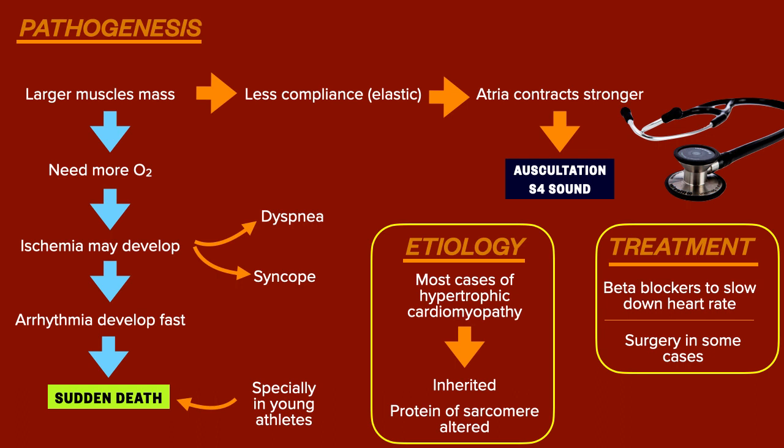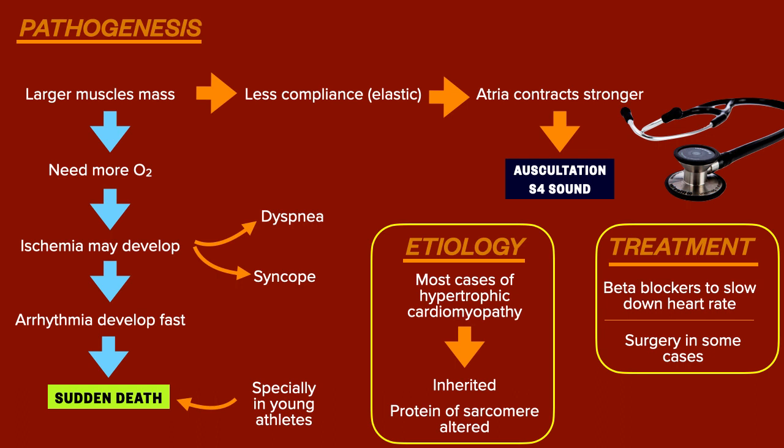A bit less severe symptoms of hypertrophic cardiomyopathy might include dyspnea, which is difficulty breathing, or syncope, which is fainting. Now, the majority of cases of hypertrophic cardiomyopathy are inherited as an autosomal dominant trait. This type of mutation usually happens in one of the genes that encode for proteins in the sarcomere of the heart muscle.